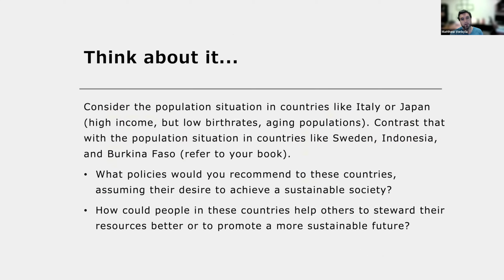So refer to your book when answering this question. Think about, what policies might be recommended in these countries if the desire is to achieve a more sustainable society? How could people in these countries help others in order to be stewards of their resources better or to promote a more sustainable future?